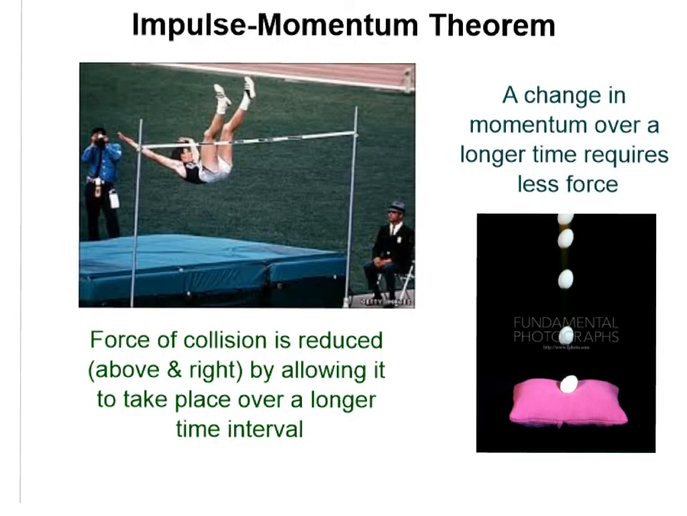So one last parting thought is that the impulse momentum theorem allows us to realize something, that the change in momentum over a longer time will require less force. So I'm going to rewrite that theorem right here for us so that we can keep that mathematical representation in our minds. In both of these situations, we have the force of collision being reduced by allowing it to take place over a longer time interval. If this man hits this pad, there is a longer time interval that happens because of that pad. So the force of that collision is reduced. If the man were to hit simply the ground, he would not have the benefit of that long time interval, and therefore the force of that collision would be much greater.